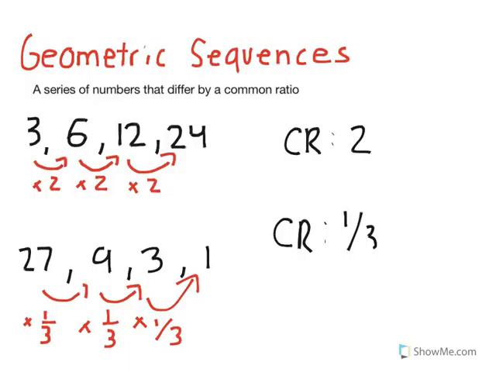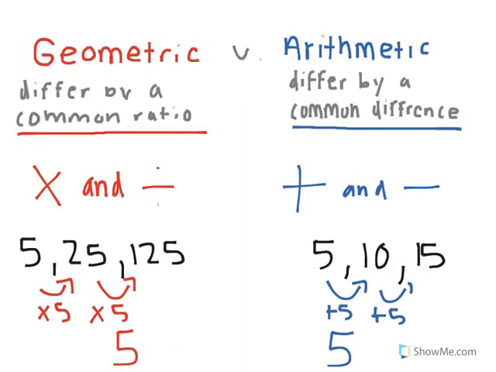So that's an example of something decreasing, and that's an example of something increasing. The first one increasing, the second one decreasing, but they're both geometric sequences. Okay, remember, we already did arithmetic sequences, and here's the difference between arithmetic and geometric. Geometric deals with multiplication and division, being multiplying by a fraction.